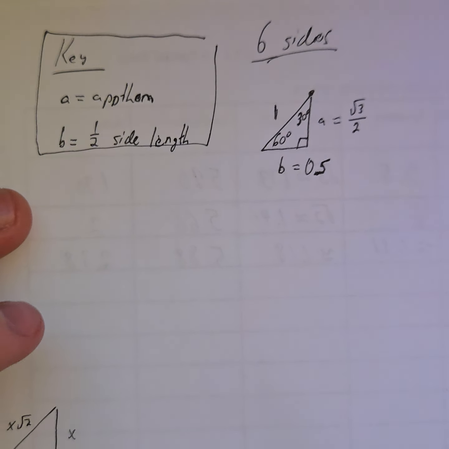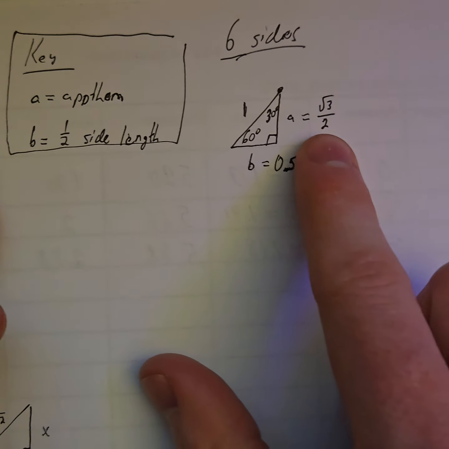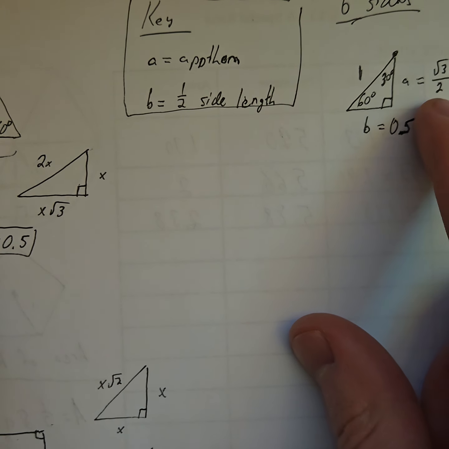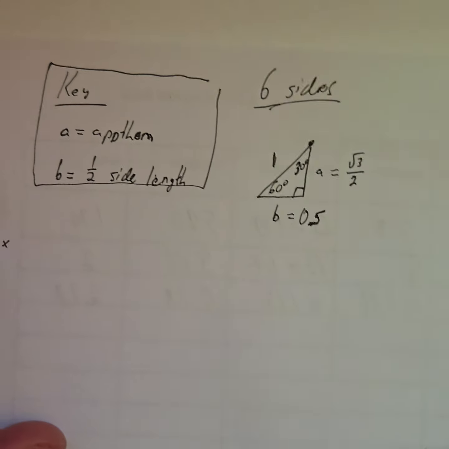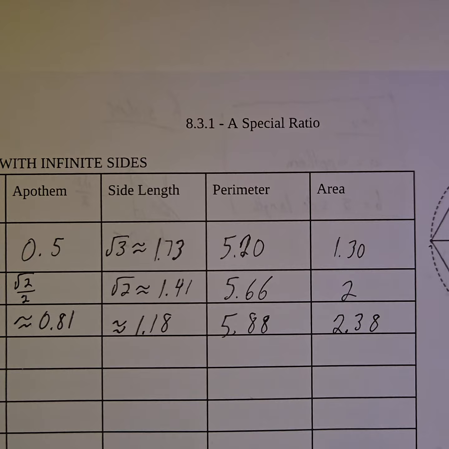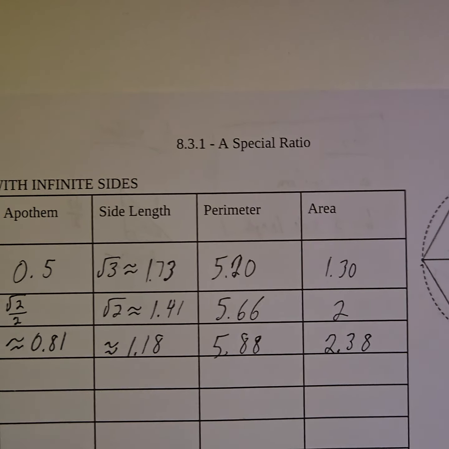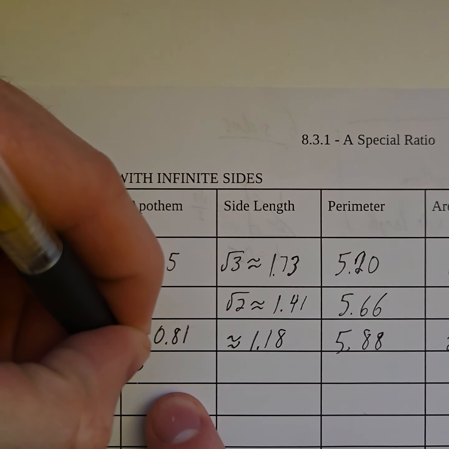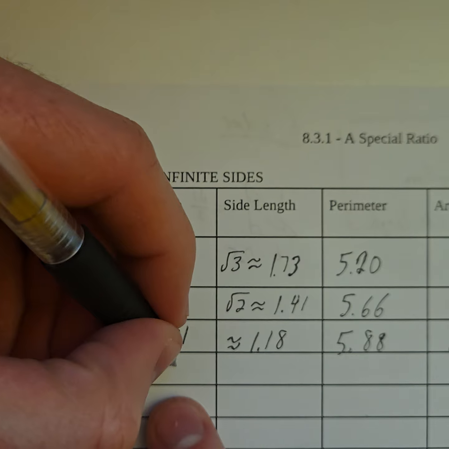Or I guess this is the same thing as 0.5 times the square root of 3. Okay. So if we go back to the front, our values that we should have. So for your apothem, you should have approximately 0.87.